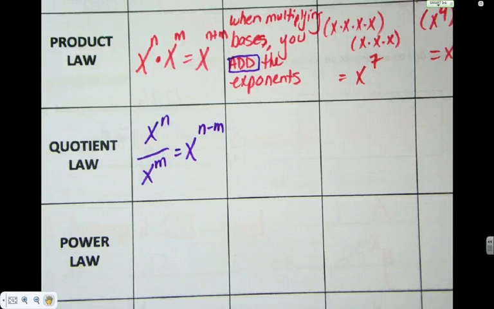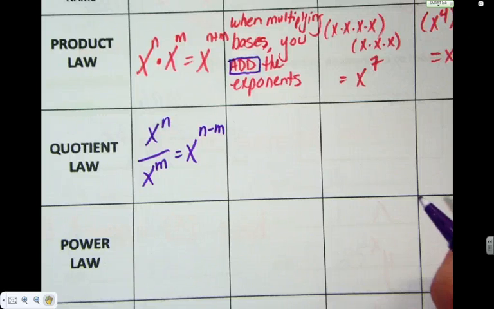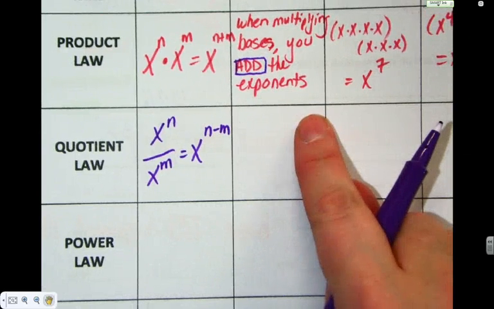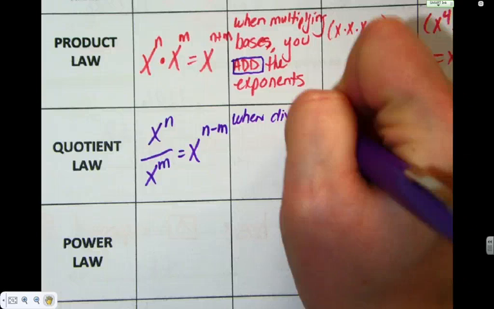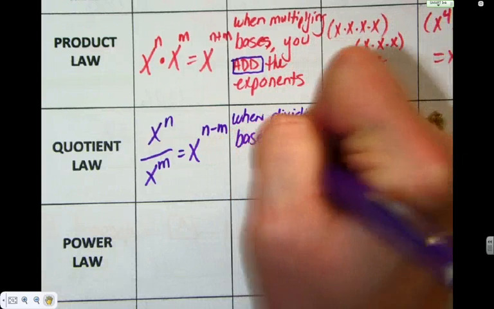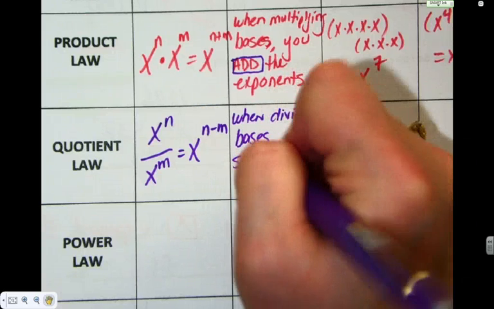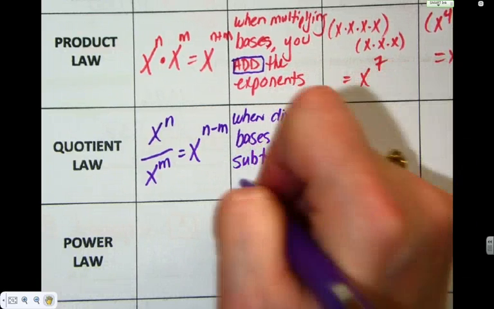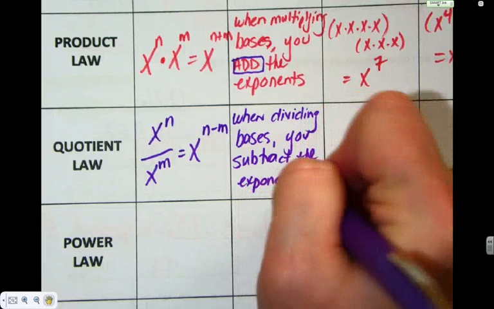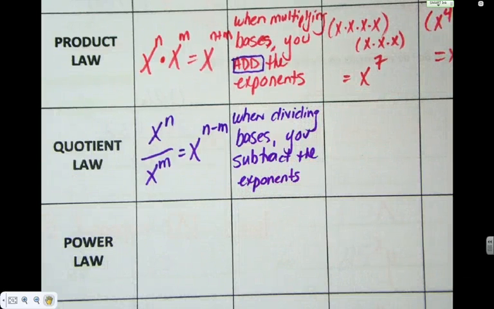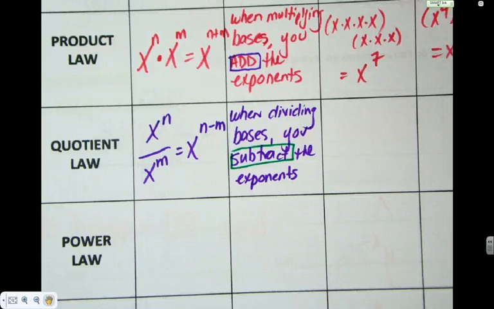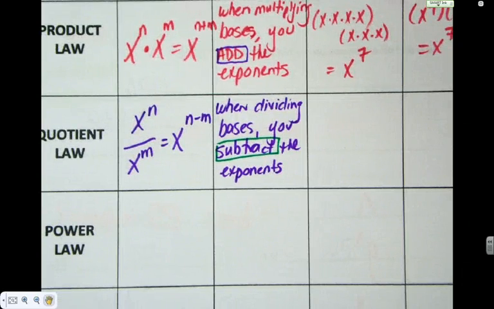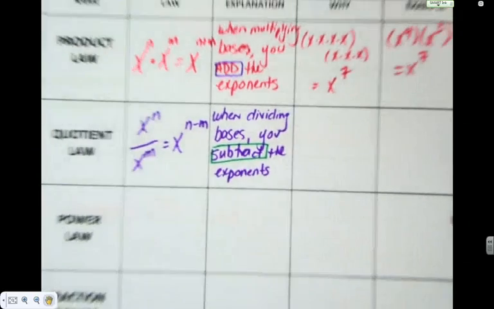Can you put that into a sentence for me? So the explanation, how can we word that? When dividing bases, you subtract the exponents. And I waited all last unit for someone to say, why? Why? Please tell us why. Nobody did, so now I get to tell you and you don't have to care.